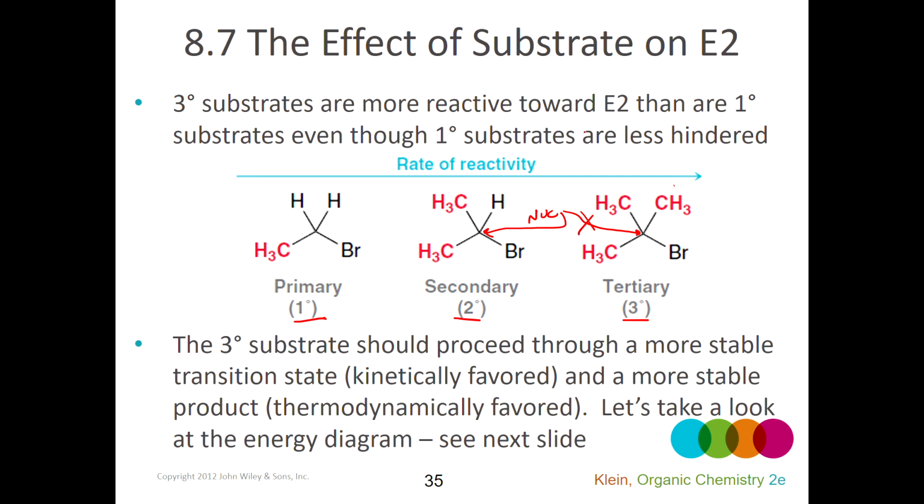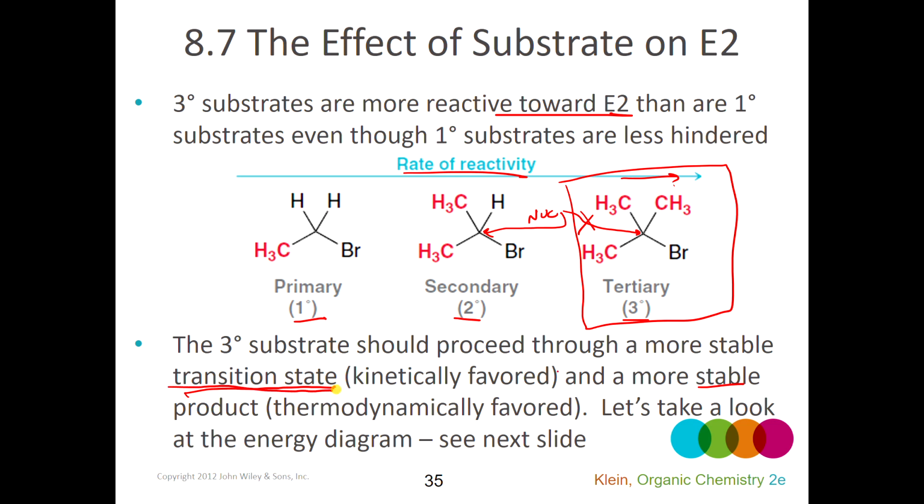Well, sterics is not an issue here with the E2, and we can clearly see that experimentally. If we measure the rates, we find even with the extra sterics, the tertiary is more reactive. It's more likely to react than the primary or secondary. And so that suggests if it reacts at a faster rate, somehow that step and the transition state that it goes through is going to be more stable. It proceeds through a more stable transition state.